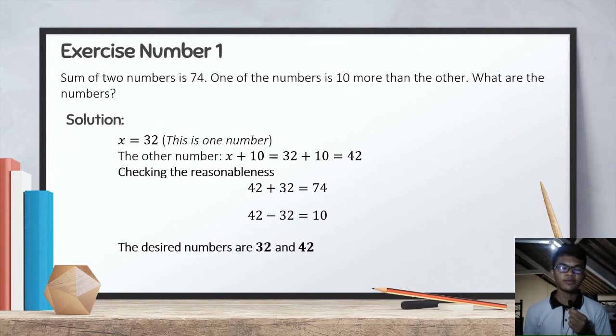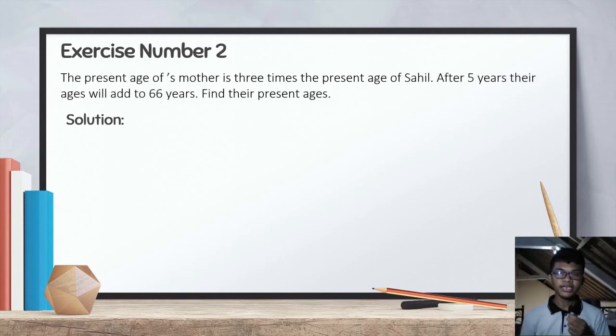And now let's move to exercise number 2. The present age of mother is 3 times the present age of Sahil. After 5 years, their ages will add to 66 years. Find their present ages. So again, if you want to find the solution by yourself, you can pause this video, okay? And now I would like to explain the right solution.